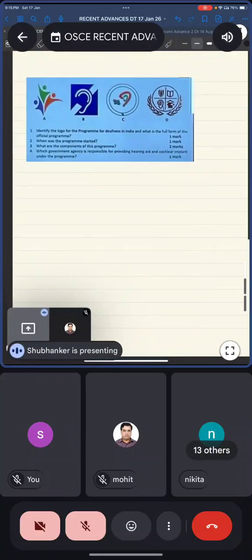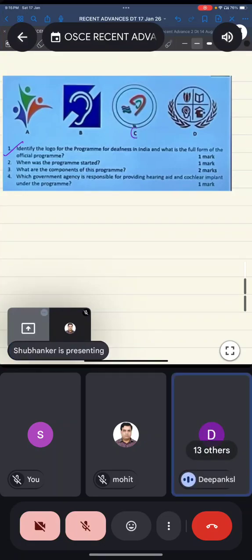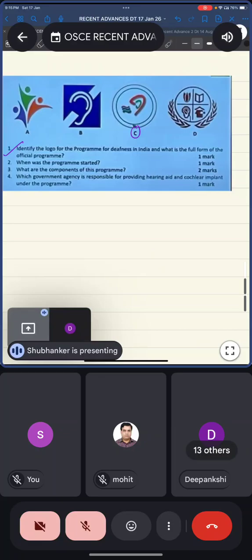Now let's see this practice question. I'll require your help to answer it. They are giving you 4 logos, A, B, C, and D, and they're asking you to identify the logo for the program for deafness in India and what is the full form of the official program. So what is the answer? C. Image. Absolutely correct. You got half the marks.